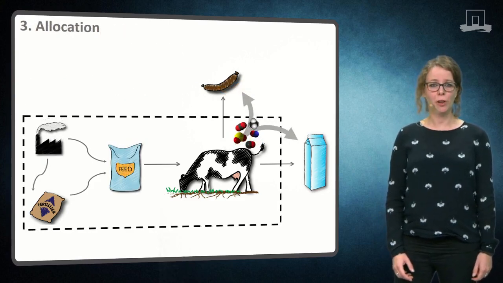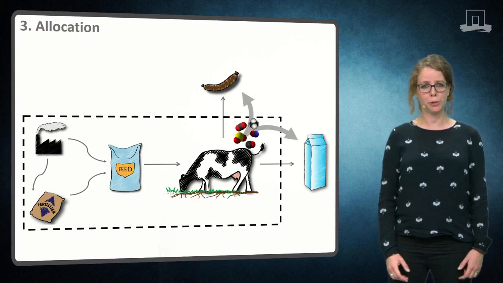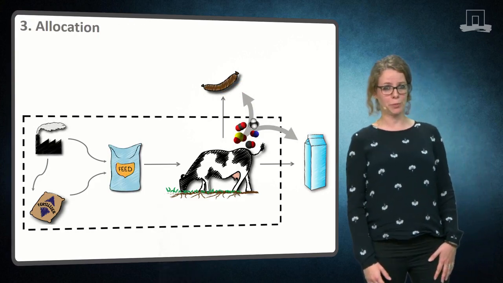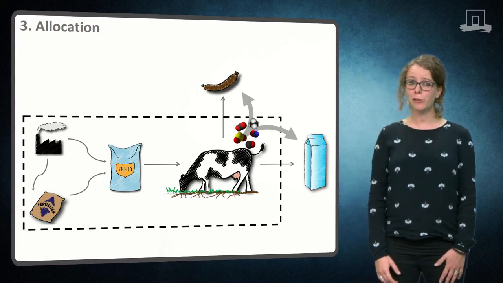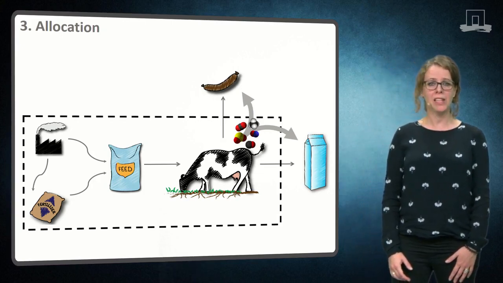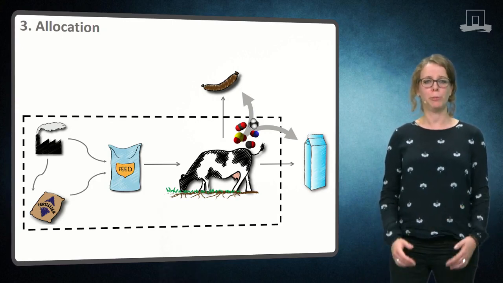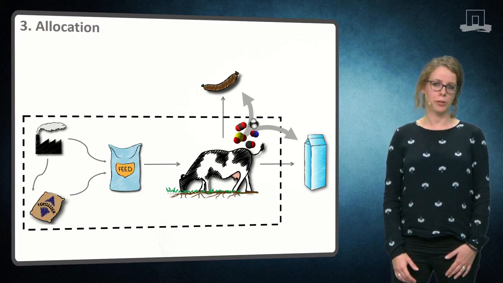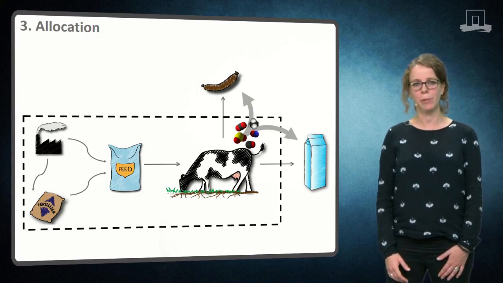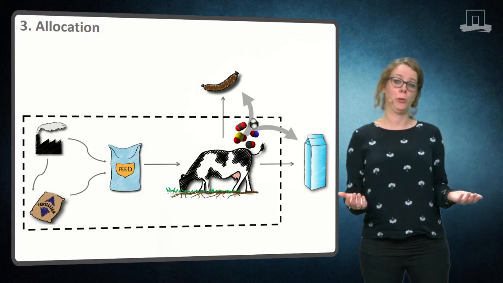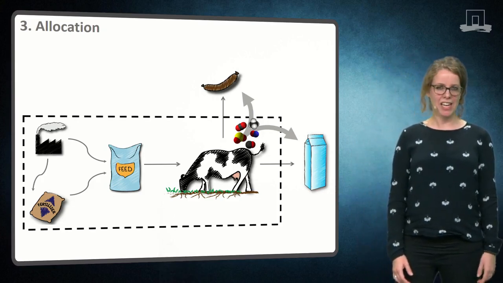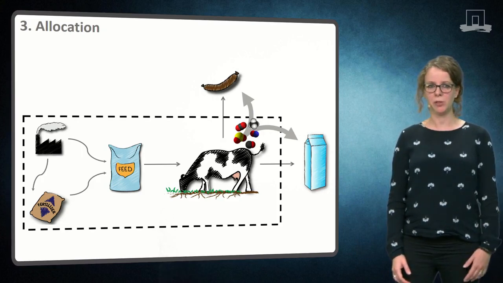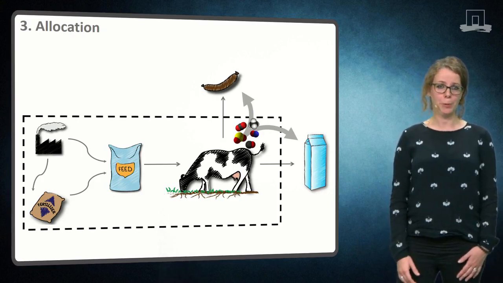Allocation is the division of the in and outputs of a production process between the different products based on their underlying relationships. As a first option for allocation, ISO recommends physical allocation, which implies that the in and outputs of a process are divided between products based on their physical relationship, such as mass, volume, or energy content. A second option is to allocate in and outputs based on other relationships, such as their economic value.